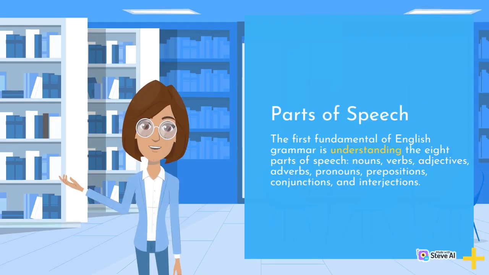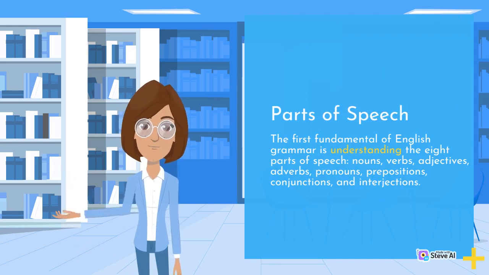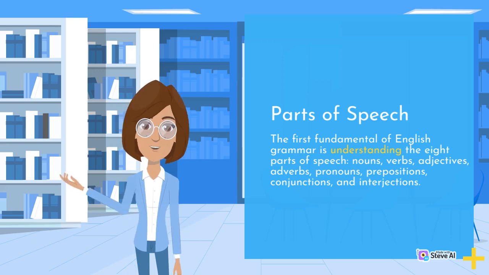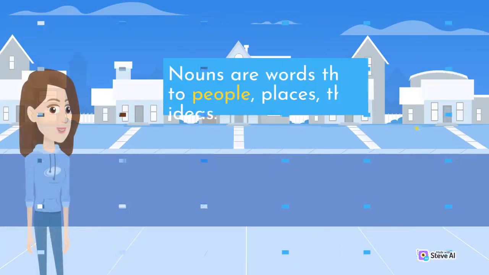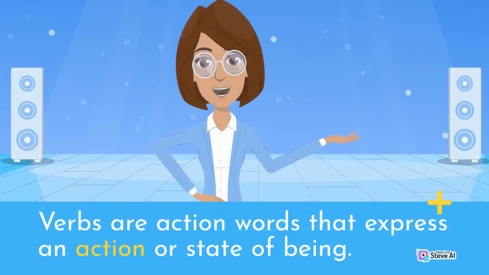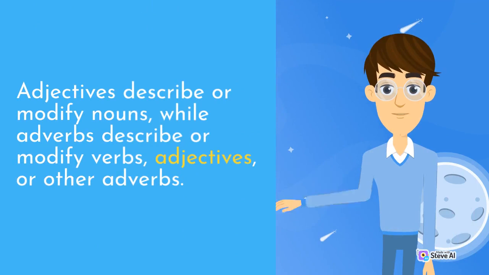Parts of speech. The first fundamental of English grammar is understanding the 8 parts of speech: nouns, verbs, adjectives, adverbs, pronouns, prepositions, conjunctions, and interjections. Nouns are words that refer to people, places, things, or ideas. Verbs are action words that express an action or state of being. Adjectives describe or modify nouns, while adverbs describe or modify verbs, adjectives, or other adverbs.